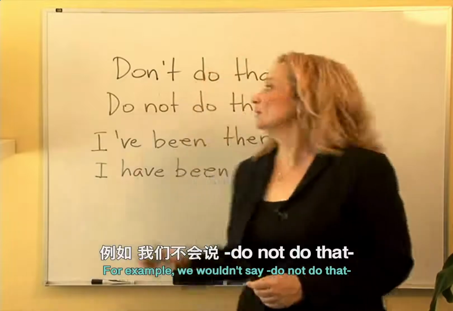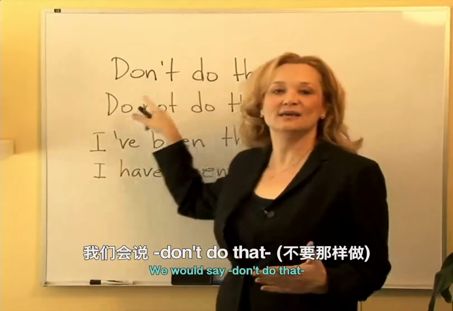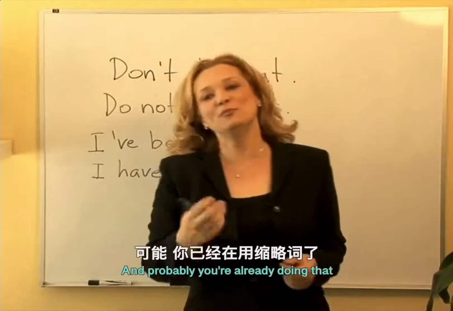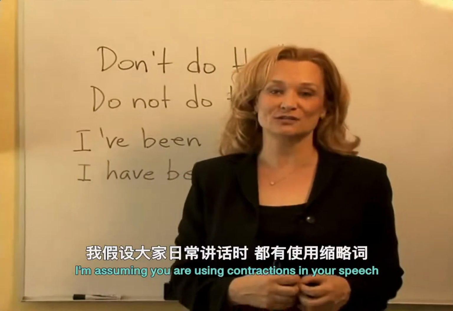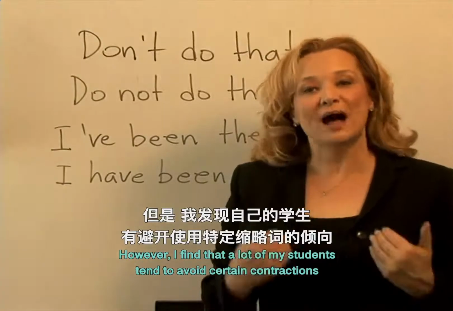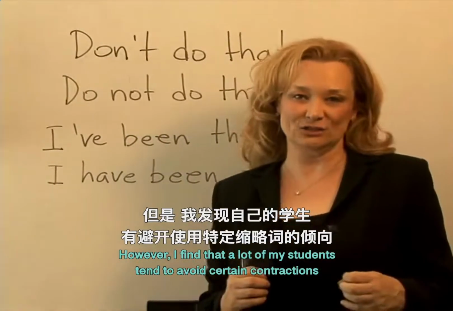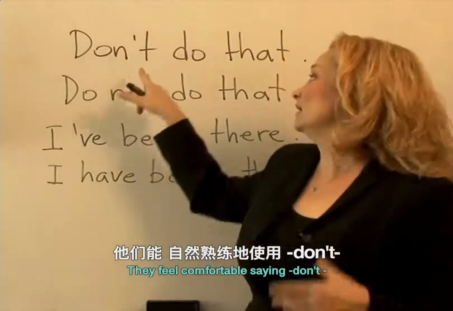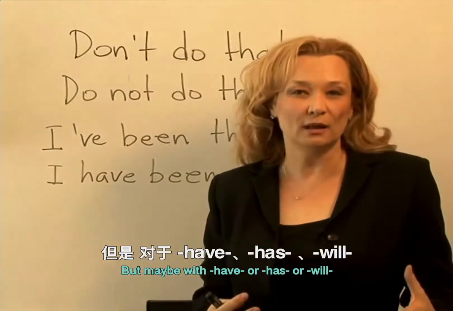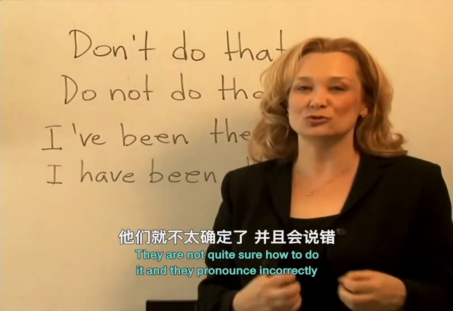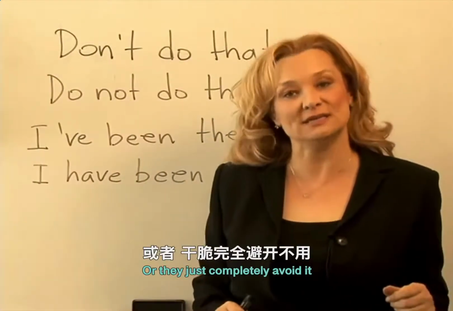For example, we wouldn't say, do not do that. We would say, don't do that. And probably you're already doing that. I'm assuming you're using contractions in your speech. However, I find that a lot of my students tend to avoid certain contractions. They feel comfortable saying don't, but maybe with have or has or will, they're not quite sure how to do it and they pronounce it incorrectly, or they just completely avoid it.